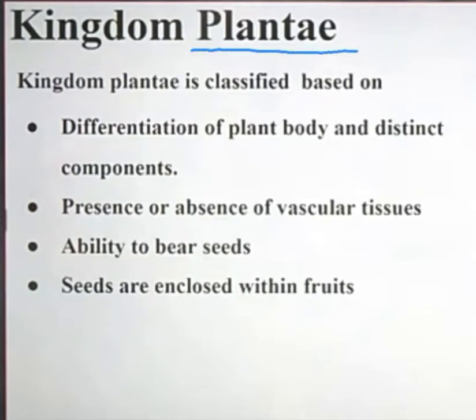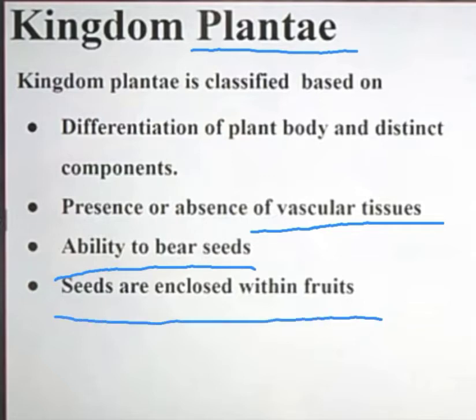About kingdom Plantae. So kingdom Plantae is classified again. R.H. Whittaker classified this kingdom into several groups. The classification is based on four criteria. 1. Differentiation of plant body and distinct components. 2. Presence or absence of vascular tissues. 3. Ability to bear seeds. 4. Seeds are enclosed within the fruits.